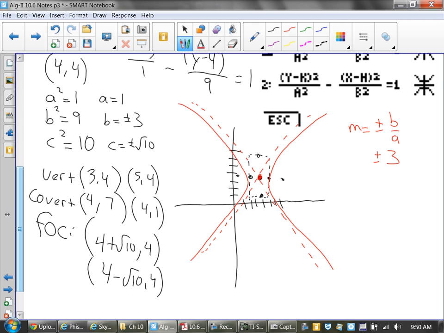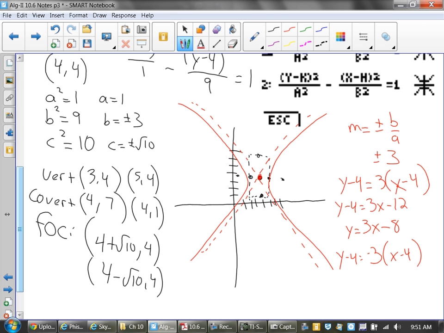So here we have y minus 4 equals 3x minus 4. One of the lines is y equals 3x minus 8. Then for the other one we use the negative 3: negative 3x plus 12 plus 4 to get 16.